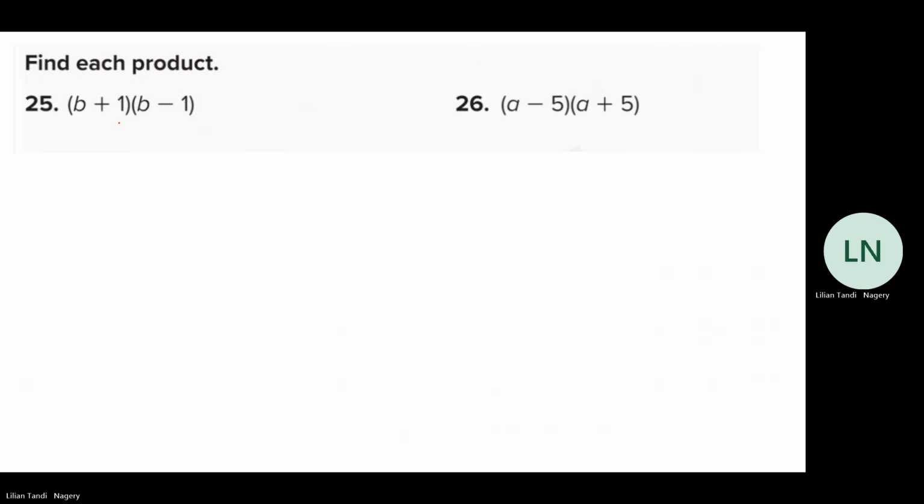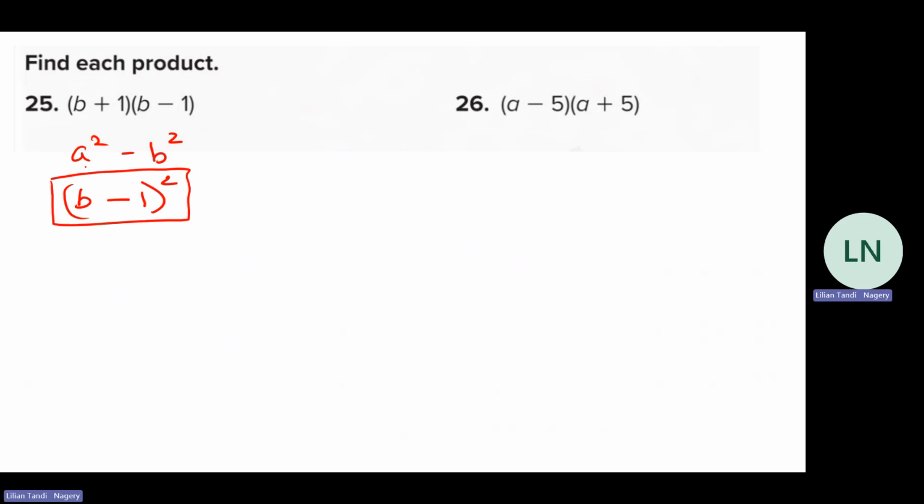Okay. We realize that this is that rule. A squared minus b squared. So your answer will be b minus 1 squared. That's the answer to that. So this is the rule. A squared minus b squared. Your answer will be a minus 5 squared.